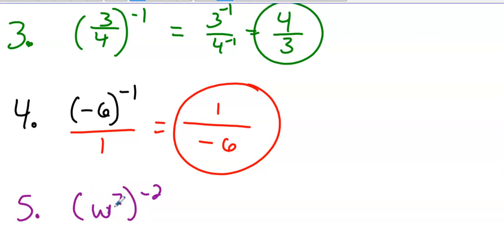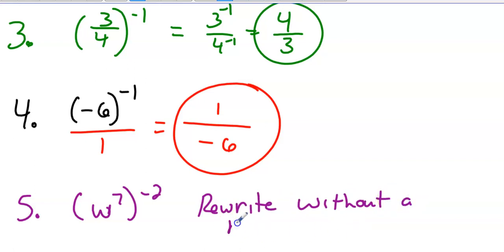Okay, we'll do w to the 7th to the negative 2 power. Now, the one thing they'll do different with this one is, because it's a variable, you're going to have powers. There's no way you can get rid of the powers because there are no numbers on this one. So this one, they'll tell you to rewrite it without a negative exponent.